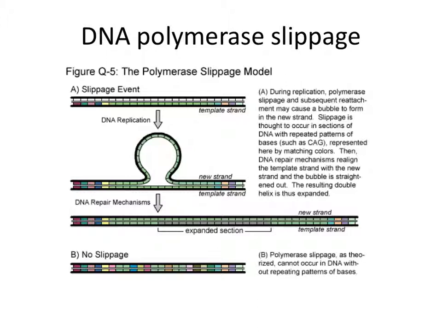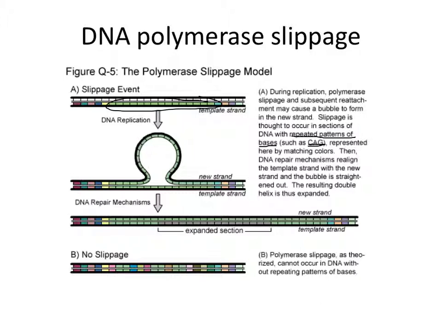One of the ways that errors can be introduced is the slippage of DNA polymerase during routine DNA synthesis, which happens whenever you copy the chromosome in anticipation of cell division. And where this is usually observed is in areas where you have repeated patterns of bases, for example, CAG. So you have a CAG, CAG, CAG, CAG. In this figure, part A, that's represented by having a long stretch of the same color here.